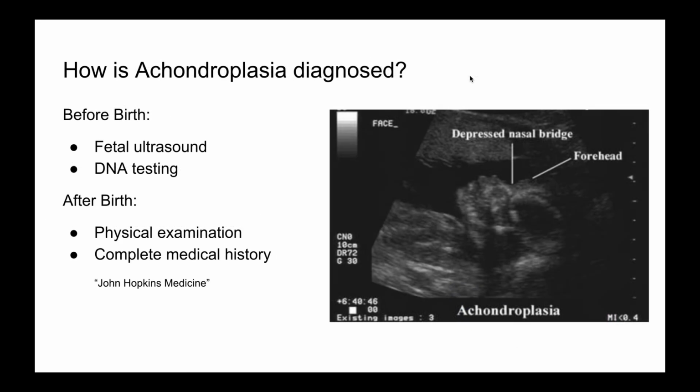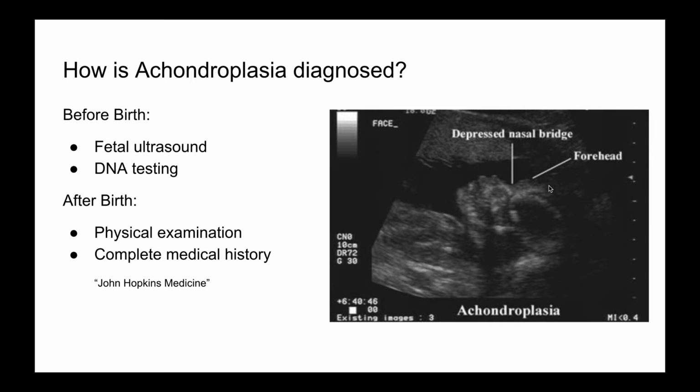How is achondroplasia diagnosed? Achondroplasia can be diagnosed before birth and also after birth. One way achondroplasia can be diagnosed before birth is fetal ultrasounds. Fetal ultrasounds use sound waves in a computer to see a baby in the womb as it is growing. The image on this slide demonstrates what a fetal ultrasound looks like. You can see the depressed nasal bridge and the prominent forehead, which are both symptoms of achondroplasia.